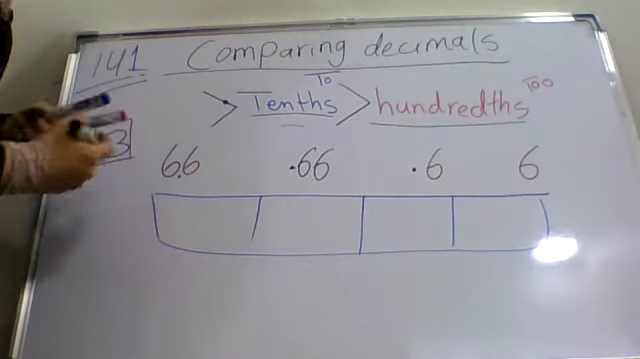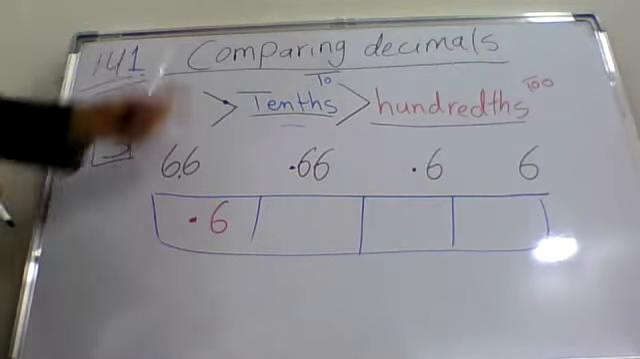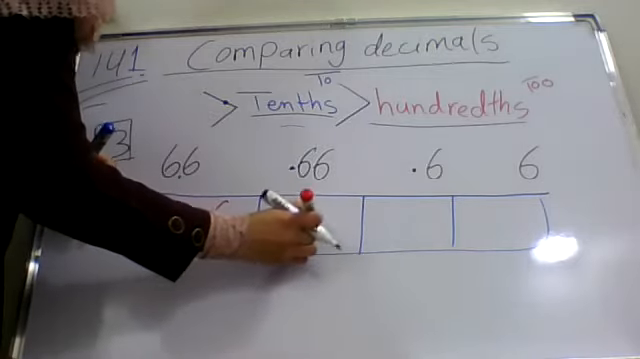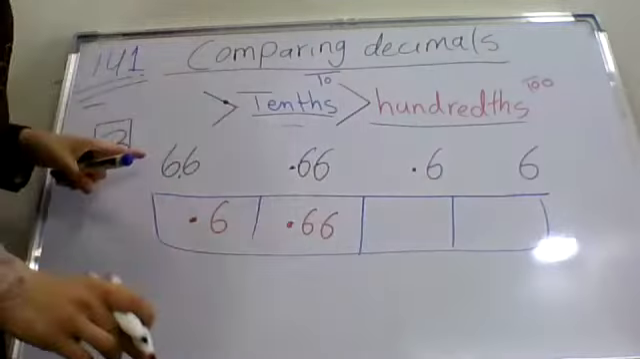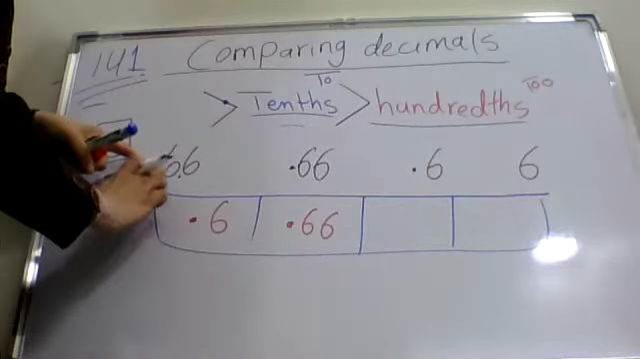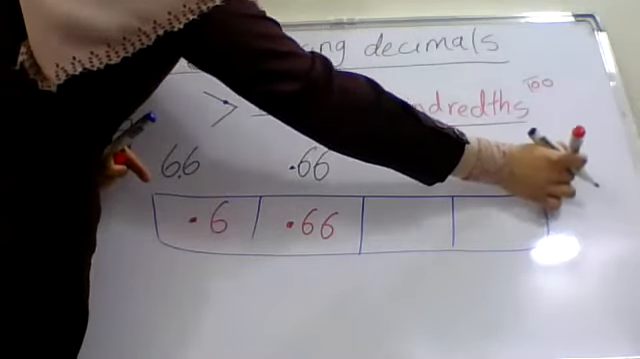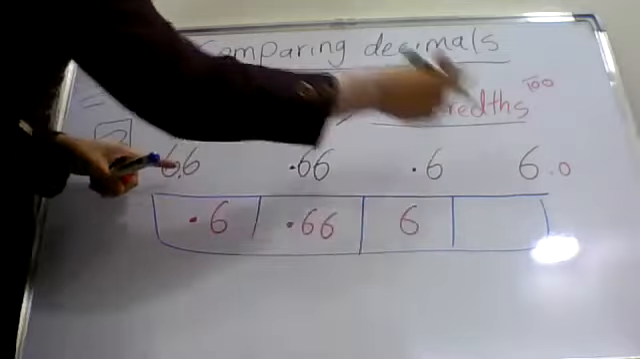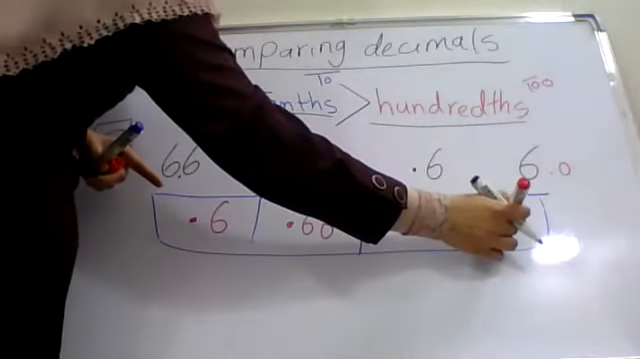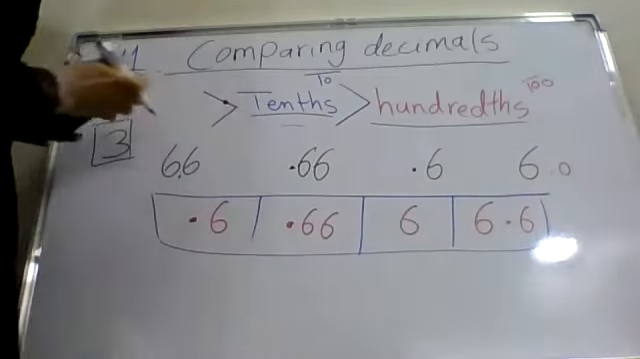So I start with 0.6. This is the smallest number. Then comes after that 0.66. Then I start comparing these ones. Which one is smaller? 6 by itself or 6.6? Look at the place after the point. This is 6.0, point nothing. So 0 is smaller than 6, so the last number is going to be 6.6. Okay, I will compare the next set of numbers, and that's it for today.